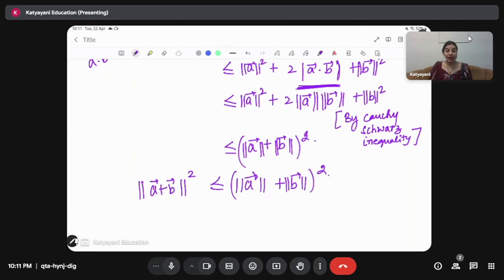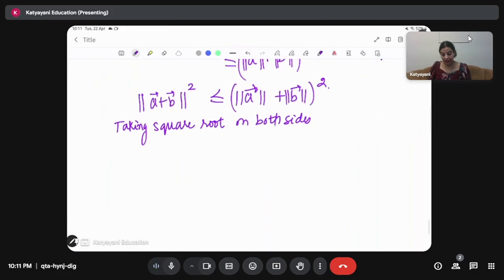Right? Now if I take the square root on both sides, what do I get? Taking the square root on both sides, this is a plus b norm is less than or equal to a norm plus b norm, and this is what we had to prove. The triangle inequality is proved. So this is hence proved, right?